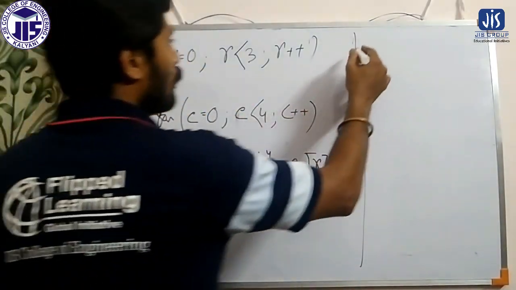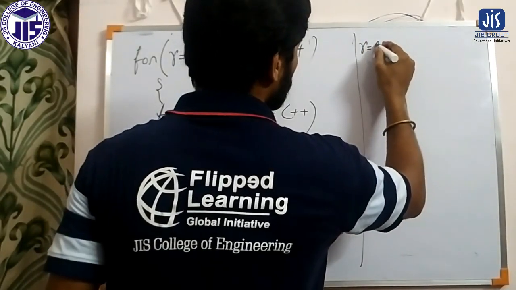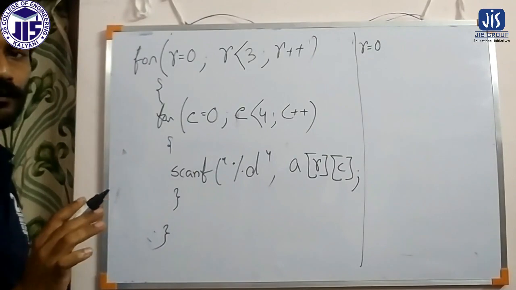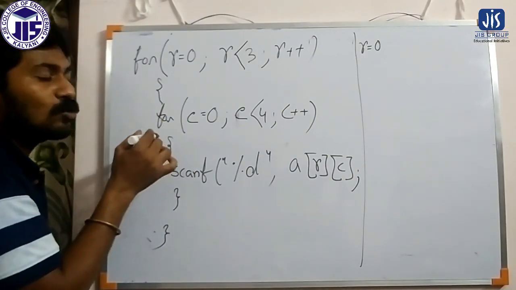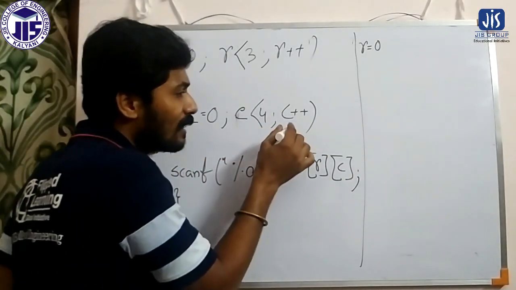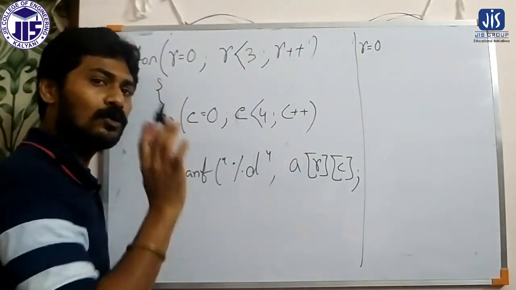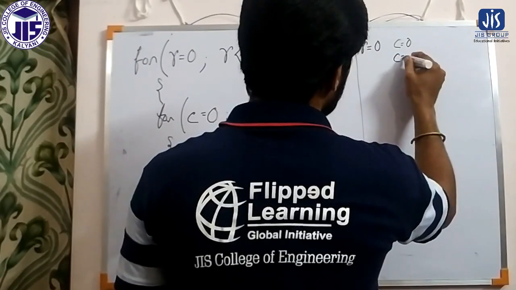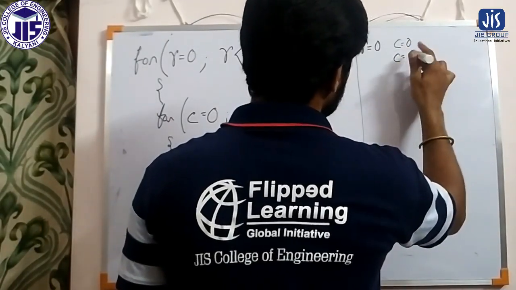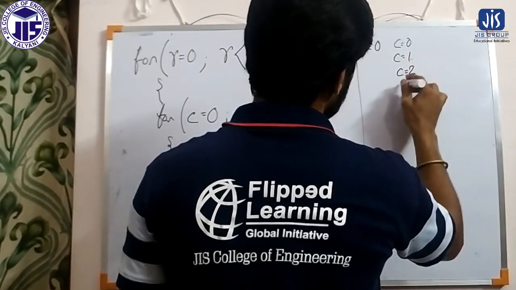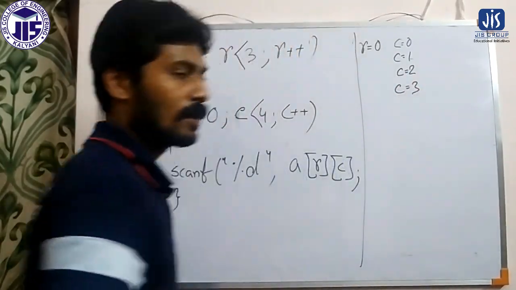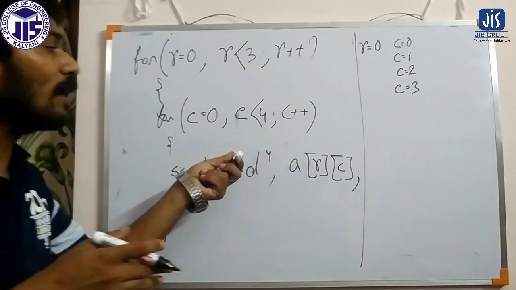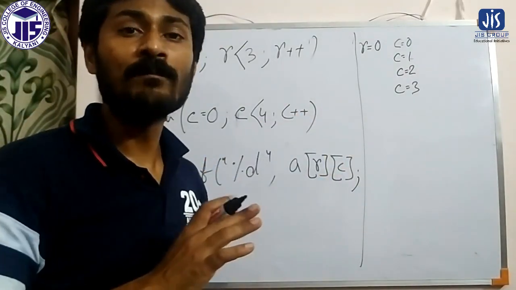So first time the value of R will be 0. Okay, that is the outer for loop. So for this value it will come to the inner for loop, and when it enters the inner for loop, first it will complete the inner for loop, then again it will get back to the outer for loop. So the value of C will be 0, C will be 1, C will be 2, C will be 3. Okay, so up to C equal to 3 the condition is true, and when the value of C becomes 4, the condition will be false.